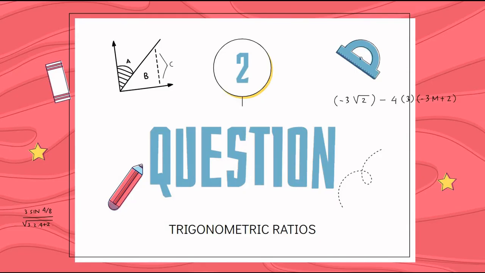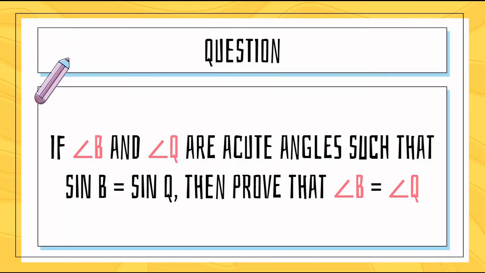So in the same flow, let's look at another interesting question, and we are going to do it super easily just as the previous question. This question is also based on our concept of trigonometric ratios. So let's have a look at the question. The question we have been given is that if angle B and angle Q are acute angles such that sin B is equal to sin Q, then we have to prove that angle B is equal to angle Q.